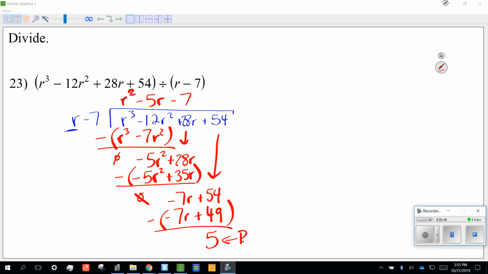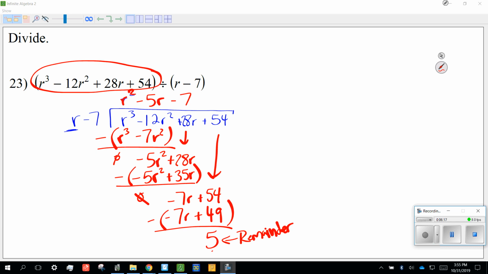Alright, that's our remainder. And if we have a remainder, it means that r minus 7 isn't a factor of that cubic. And so what do we do with it? Well, we know that the value of r cubed minus 12r squared plus 28r plus 54, if r equals 7, we know that the value of that, this whole thing, is 5. That's what we found out. That's its y value at that point.